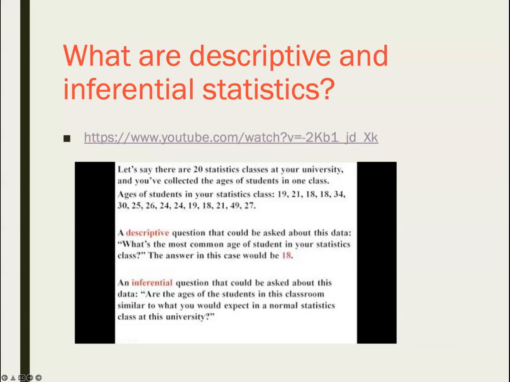Okay, so now we have a basic understanding of descriptive and inferential statistics and statistical analysis, as well as some of the other concepts that are important in doing statistical analysis.